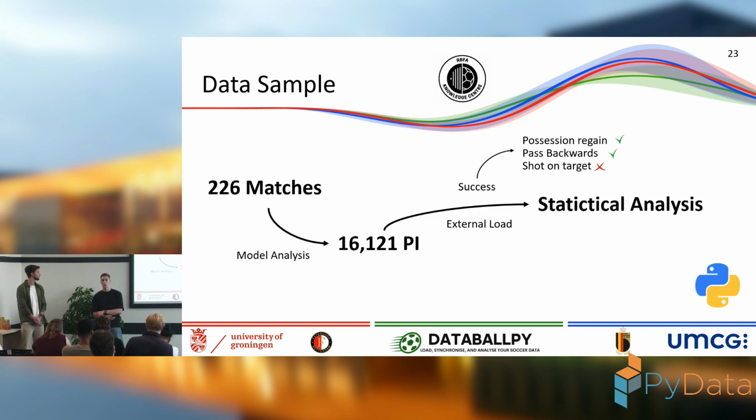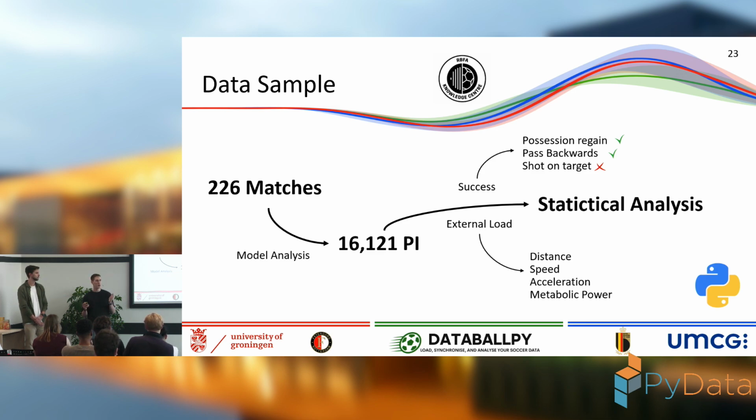And the main variable for analysis, to say something about efficiency, was external load. So for each and every single pressing instance, we extracted an external load profile with metrics like distance, speed, but also speed in different zones, acceleration, and metabolic power zones. We used the functionalities package to derive the metabolic power. And for each and every single external load variable, we calculated a linear mixed model.